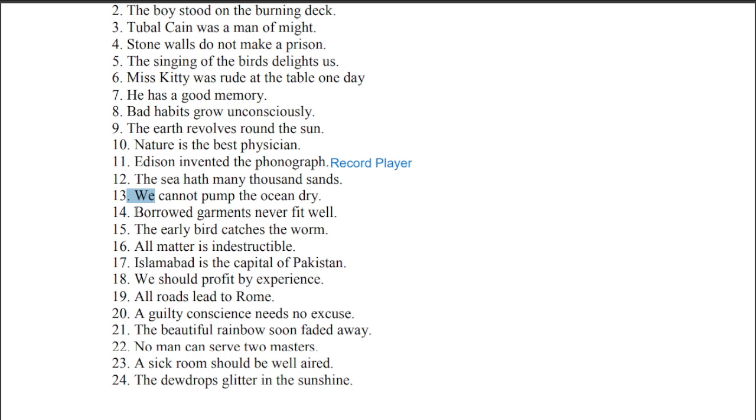Statement number 14. Borrowed garments never fit well. First, a thing has been named: borrowed garments. Then something has been said about the borrowed garments, which is indicated by never fit well. So never fit well is the predicate. Borrowed garments is the subject.